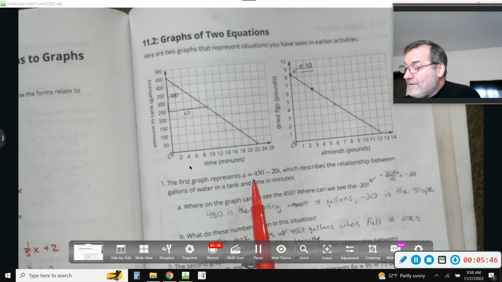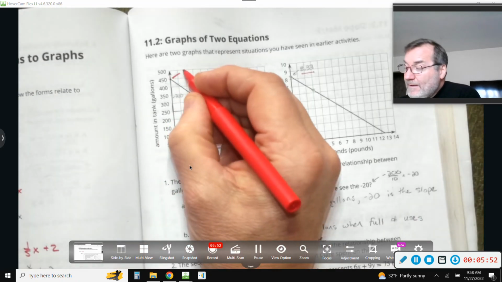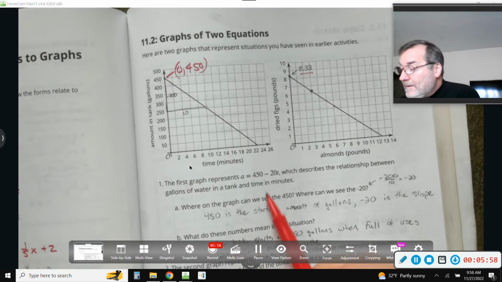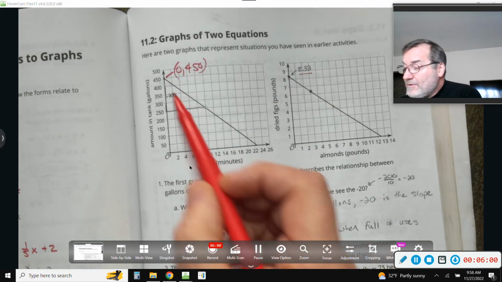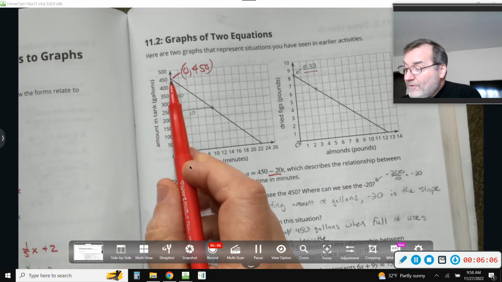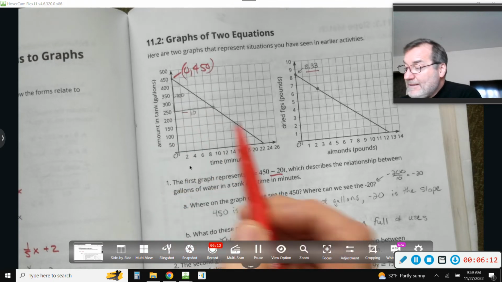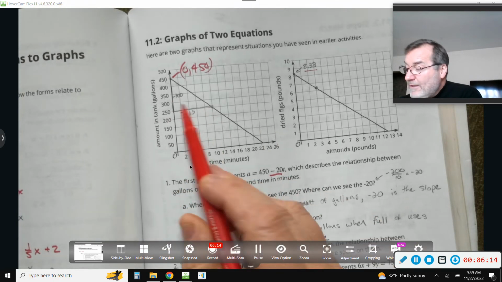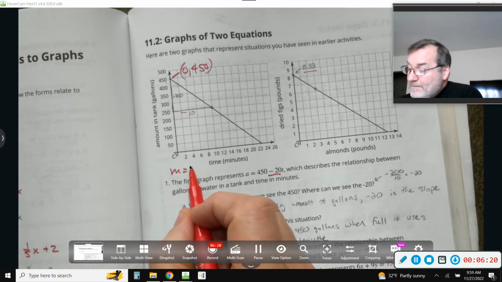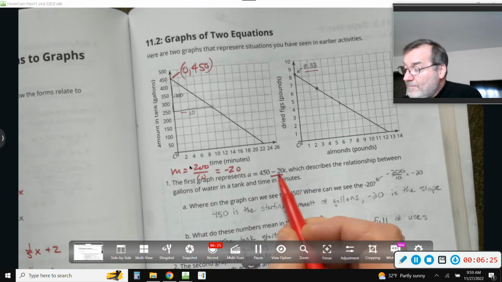First graph represents this right here. Okay, so 450 is your intercept right there. So that's 0, 450. And you have a slope of negative 20, so this goes down. You can represent that right there. You go from here to here. There's negative 200. And you go over by 10. Since it's a negative and a positive, your slope is negative 200 divided by 10. So that's where they get the negative 20. And there's your slope. All right?